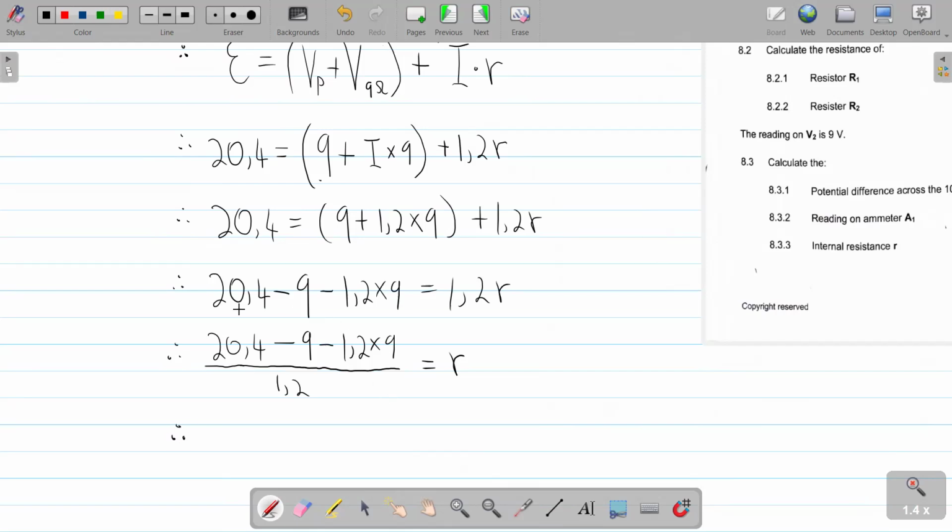Then you use your calculator here. You press all this into the calculator, and then you get the value of R. So it gives me 0.5. So it's 0.5 ohms. So maybe 0.5 ohms. That is the value for R.